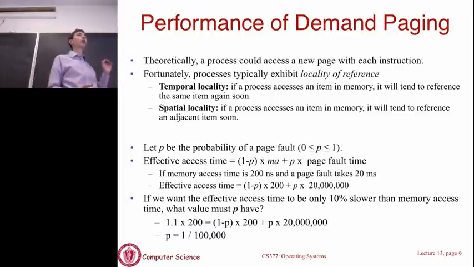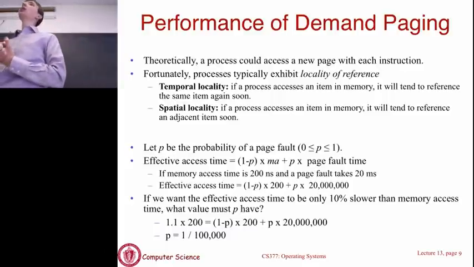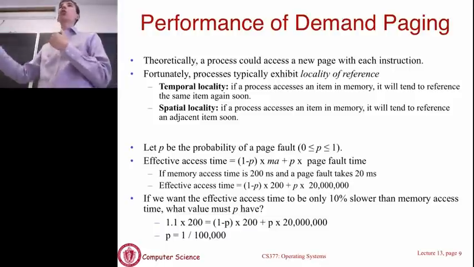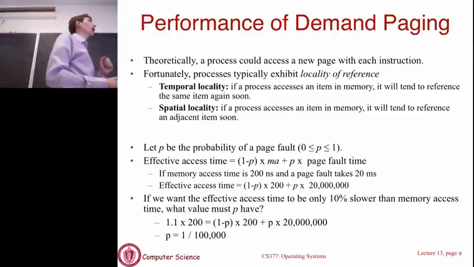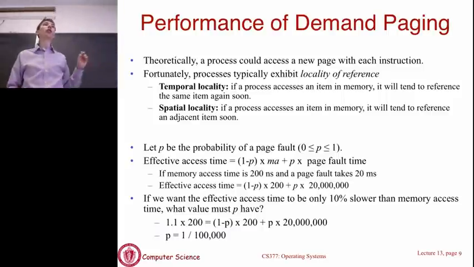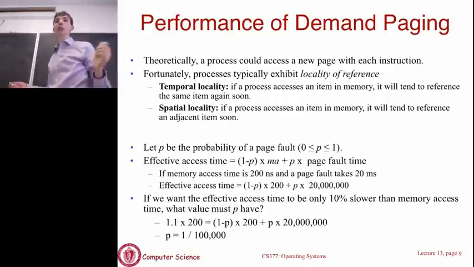But remember, the reason this is still feasible is the 90-10 rule with locality, where almost all of the time you're accessing the same small number of pages repeatedly. You're not accessing pages randomly all over your process's address space. You're going after the same small set of pages repeatedly, so almost all of the time you don't get a page fault. Page faults are very, very rare in practice, so a page fault rate on the order of 1 in 100,000 is not unrealistic. That's why we can do demand paging without getting a horrible slowdown in our effective memory access time.